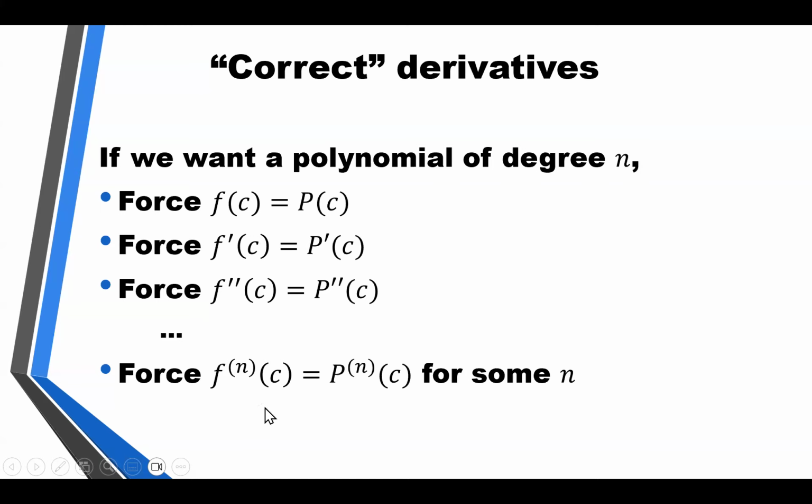So if I want a fourth degree polynomial, I will set the function equal, and then the first, second, third, and fourth derivative all equal. If I want the fifth degree polynomial, I do that up till the fifth derivative. If I want a seventh degree polynomial, I do that up to the seventh derivative.